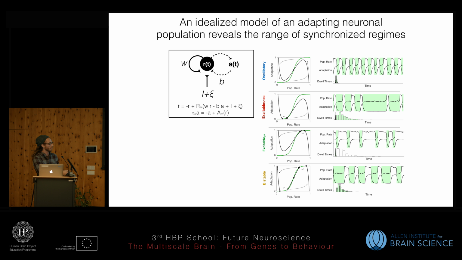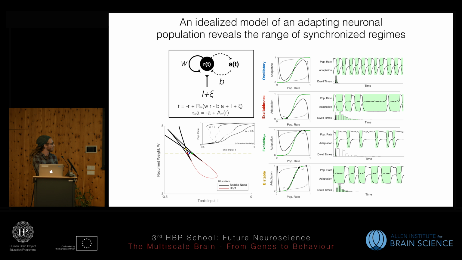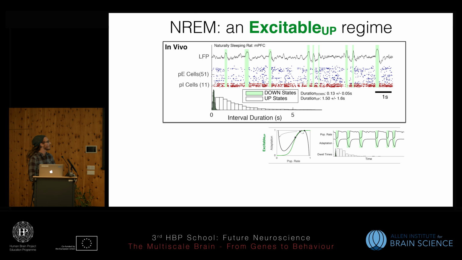These can be distinguished by their dwell time histograms, so how long the network spends in, say, up or down states. And we did a lot of bifurcation analysis of this model, which you can come see at my poster. And so the final question is, which one of these regimes is non-REM?